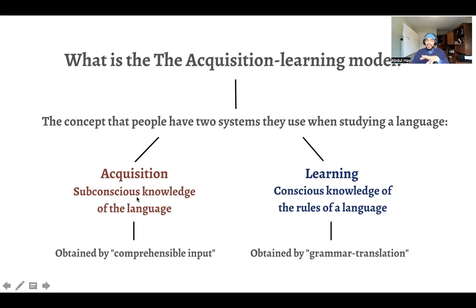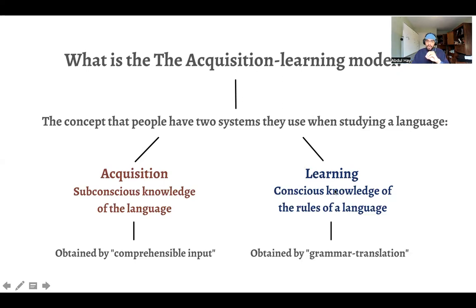Now, obviously, what we really want is acquisition, right? How do you obtain acquisition? It's obtained by comprehensible input. This may sound a bit strange, but I'm going to explain what comprehensible input means in a second.